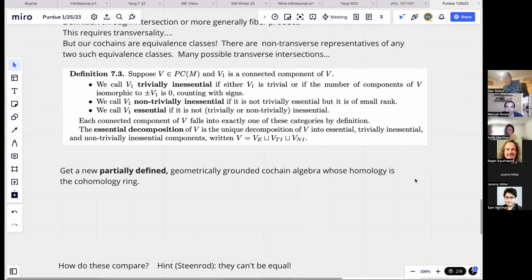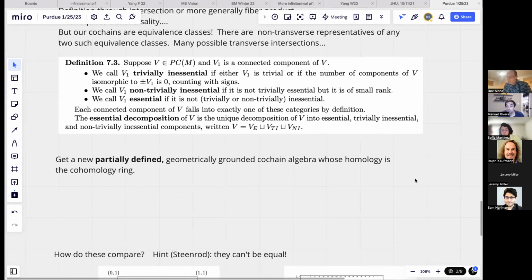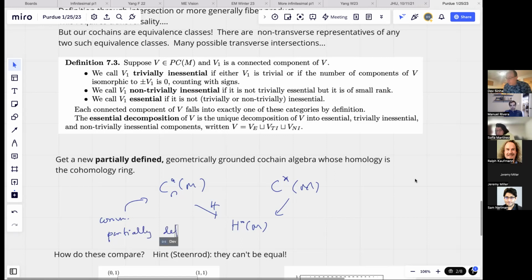So yeah, we have our C gamma of M, whose homology is the cohomology of M, and we also have singular or cubical, whatever, cochains. Now this one is commutative on the nose, but partially defined. And this one is non-commutative, but in fact E infinity, and of course fully defined.